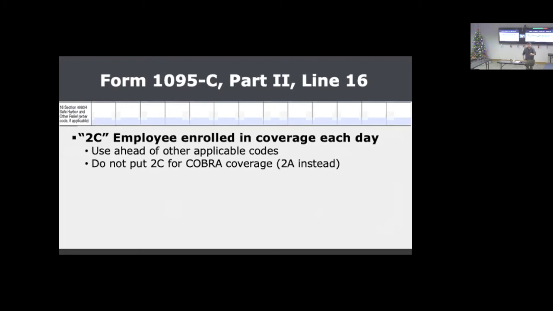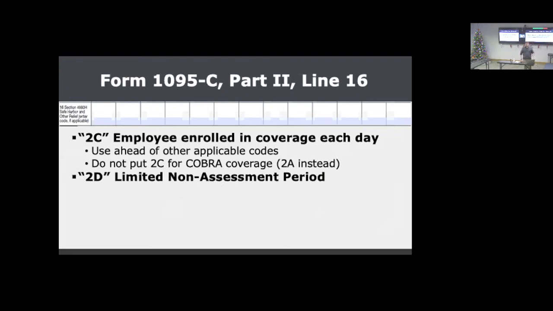So we use 2C ahead of any safe harbor code, ahead of anything else. This is the only time the government wants the truth from you. Did they enroll? If they enrolled, you always use 2C, even if it would have cost them money, even if it's not a 1A offer, right? If they enrolled, put 2C in line 16.